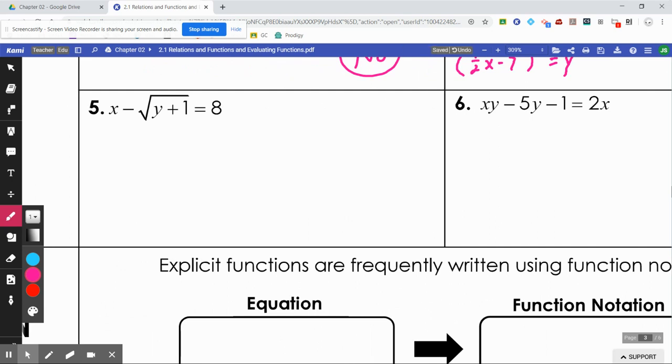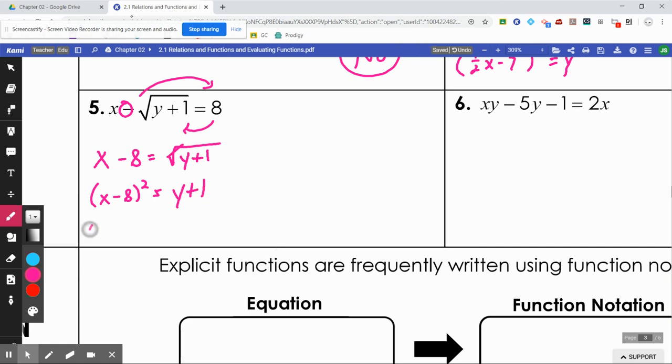Number 5, same thing. I don't like this minus y stuff, so let's move it over and move the 8 over. So you now have x minus 8 equals a positive square root of y plus 1. To get rid of a square root, we're going to come over here and we're going to square. We're going to do the opposite. So you get x minus 8 squared equals y plus 1. To get y by itself, now we just have to move the 1 over. So you have x minus 8 squared minus 1 is equal to y.